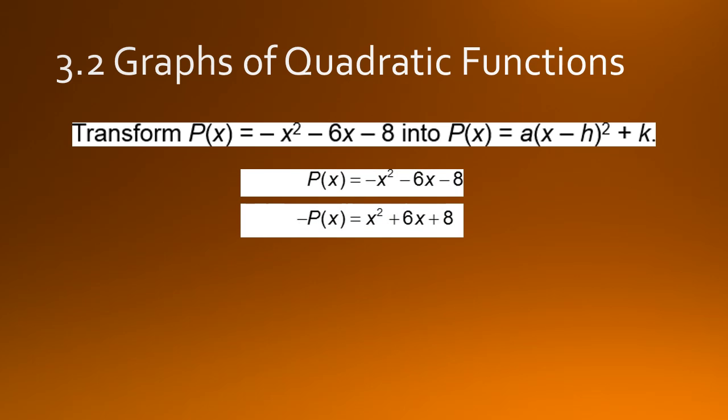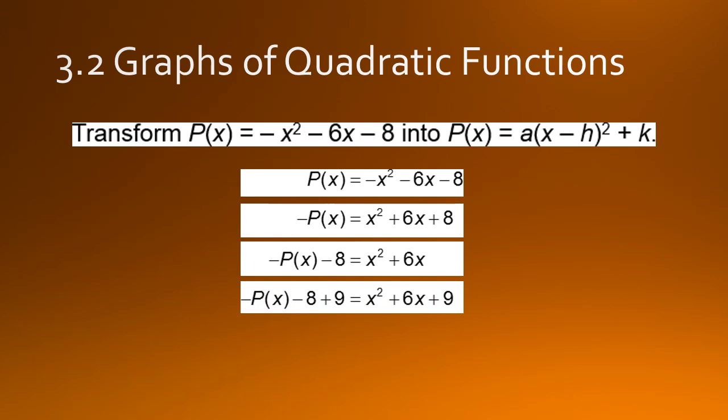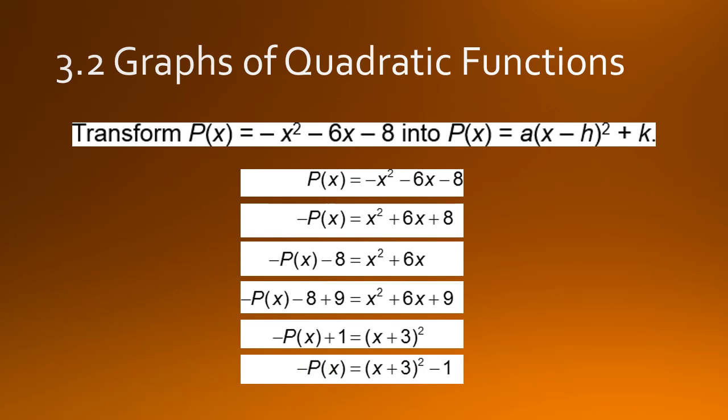Okay, so the first thing we did was we multiplied everything by negative 1 in order to not have a negative first term. Then we moved the 8 over. We have minus 8. Next, we're going to take the 6. We're going to divide by 2, square it, and add that to both sides. So 6 divided by 2 is 3. 3 squared is 9, and that gets added to both sides. On the left, we're going to combine the negative 8 and the positive 9. And on the right, we're going to factor into x plus 3 squared. Next, we're going to move the 1 back over, and finally multiply everything by negative 1 to take care of that sign.